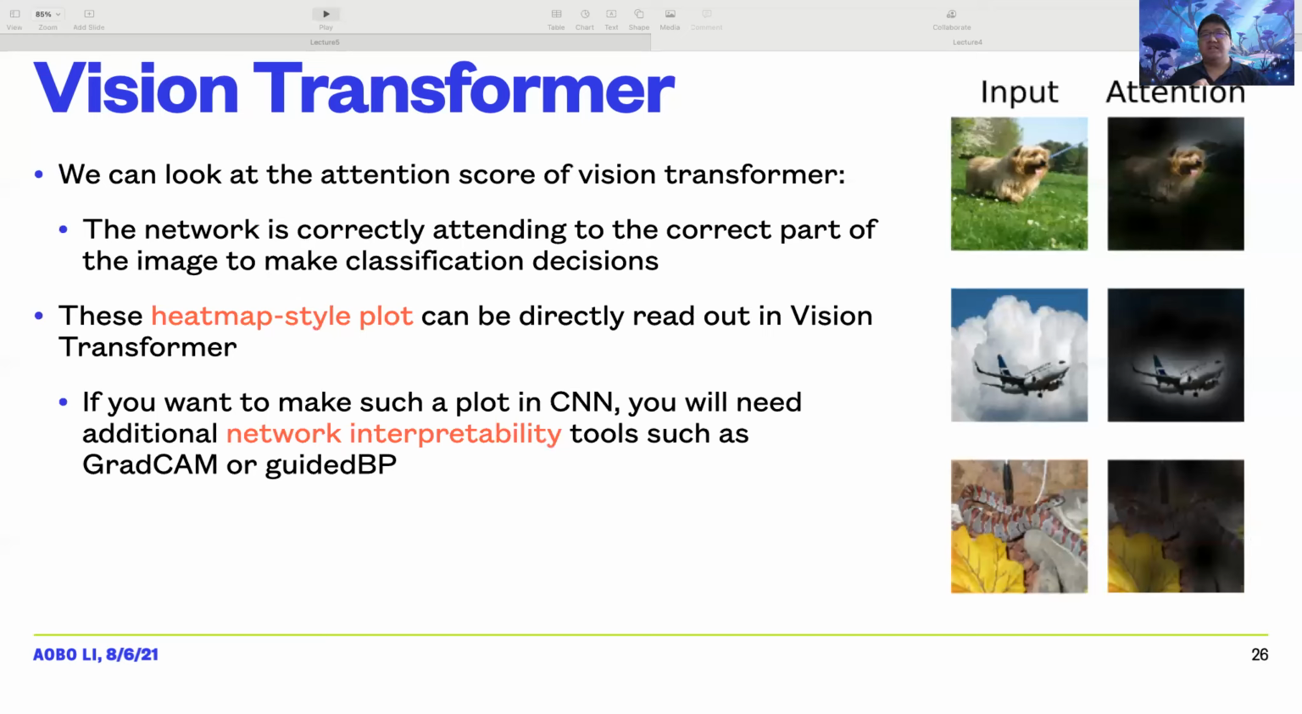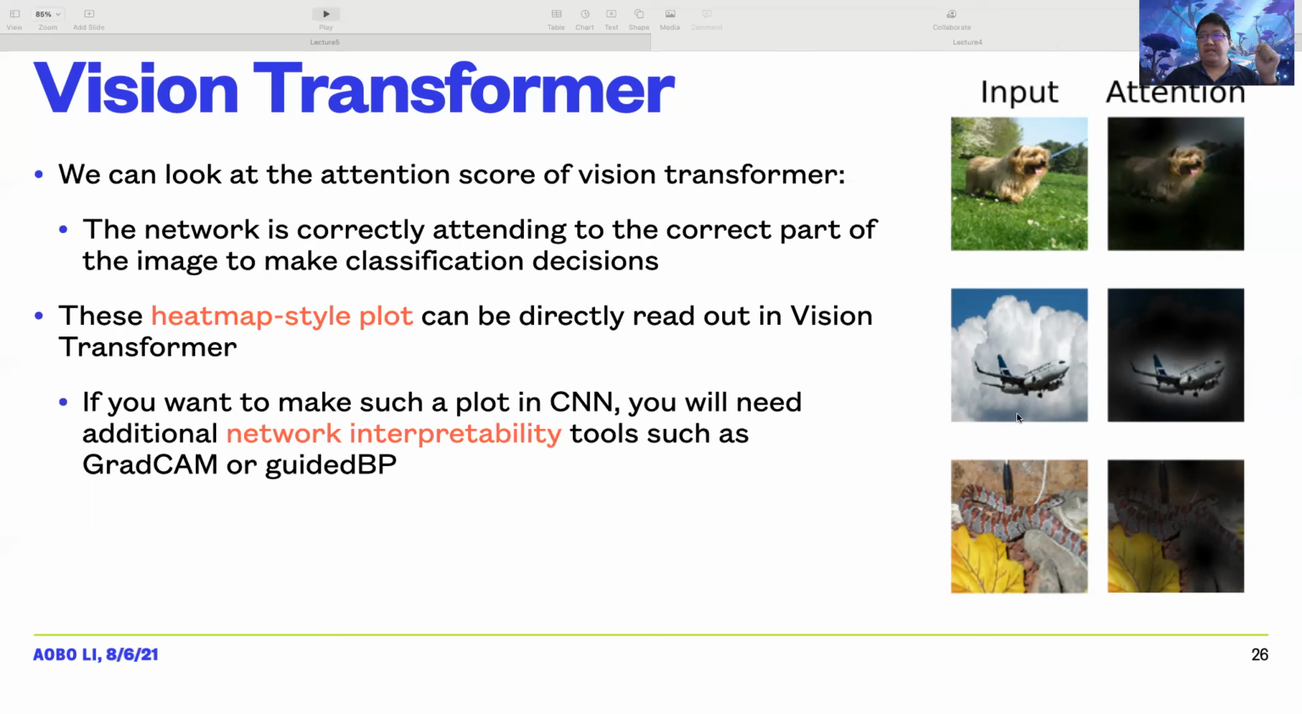One of the advantages, as I mentioned, of the vision transformer is that we can look at the attention scores to determine which part of the image the neural network is looking at to make the classification decision. Based on the plot on the right, you can see the neural network is correctly attending to the correct part of the image. For example, when it's classifying a dog, it's attending to the body of the dog, but not the grass around it or the tree in the back.